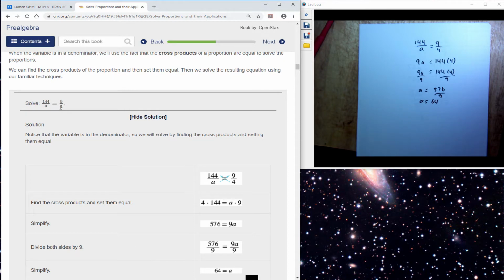This one here, you can solve for a. You can cross multiply. You have 9a is equal to 144 times 4. Divide both sides by 9. a is equal to 64.